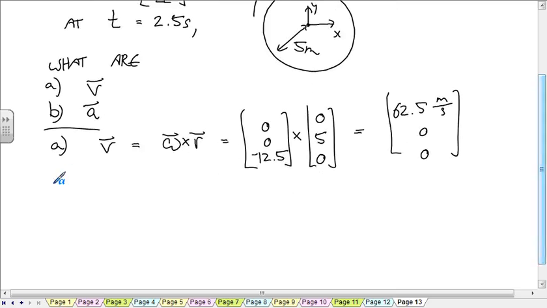And then for part B, the acceleration is alpha cross r plus omega cross omega cross r.